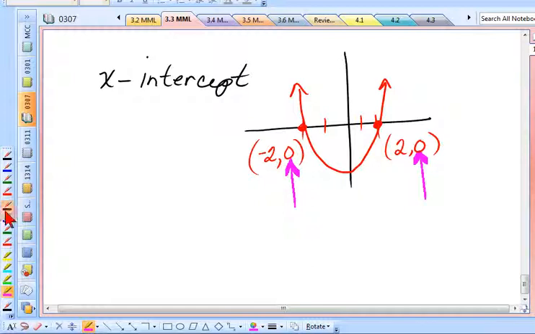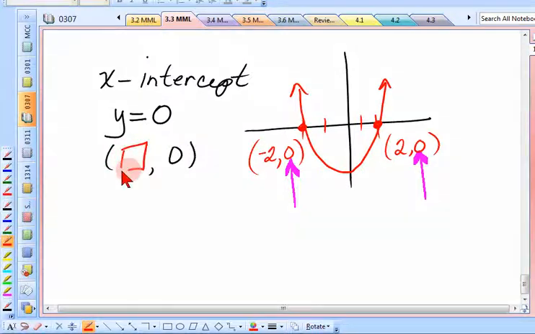So, an x-intercept, the one thing we know, y equals 0. For all x-intercepts, it is y equals 0. It will look like something, 0, for an x-intercept. Because when you're on the x-axis, your y value is 0.